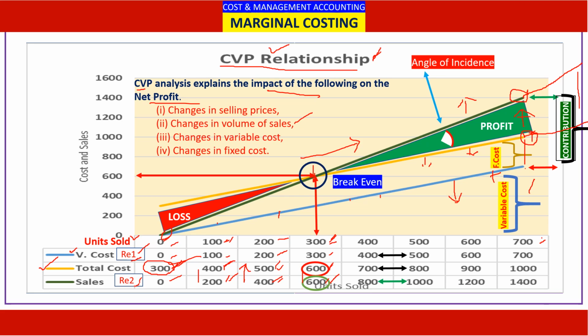And what happens when the fixed cost changes? When fixed cost changes, when it comes down, it affects the profit. It goes up also, it squeezes the profit. It affects the profit directly.